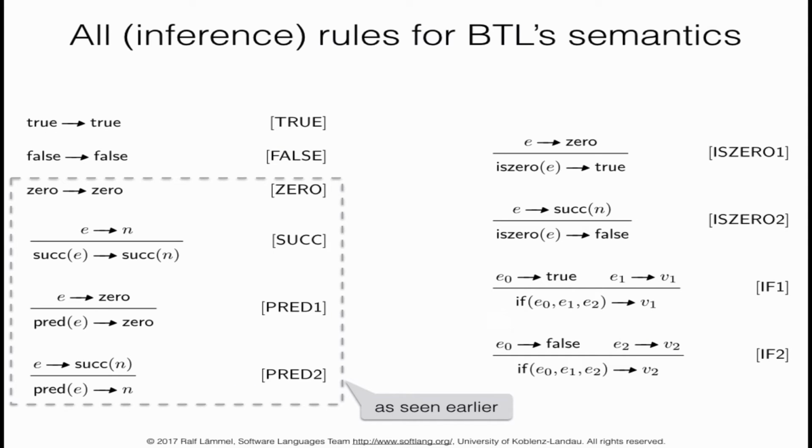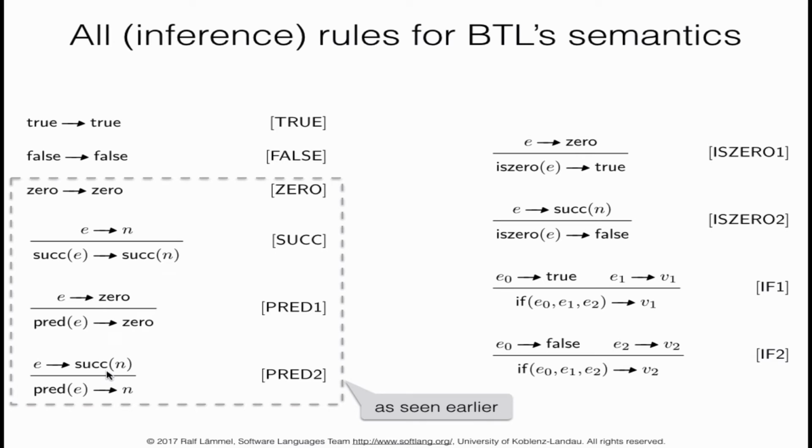Okay, so here are all the inference rules for the BTL expression language. I also highlighted those rules that we have seen earlier, so let's just quickly go through these rules one by one. So obviously true evaluates to true, false evaluates to false, and zero evaluates to zero. We have seen succ, how we basically evaluate the argument and then indeed construct the successor.